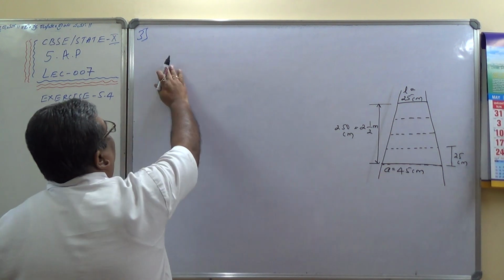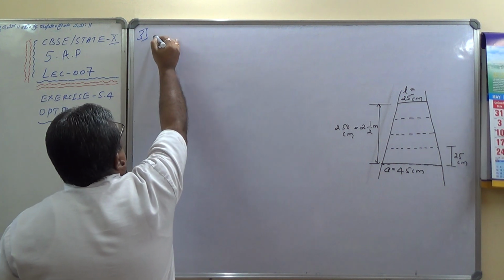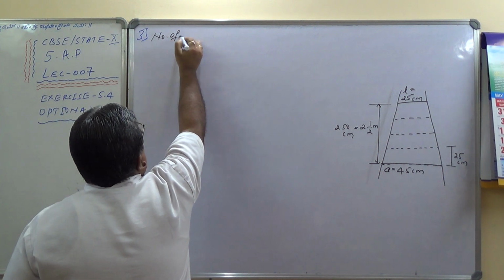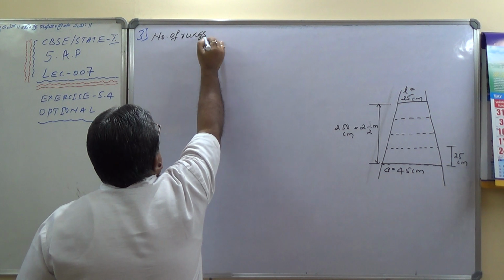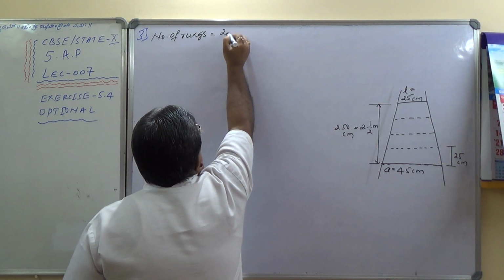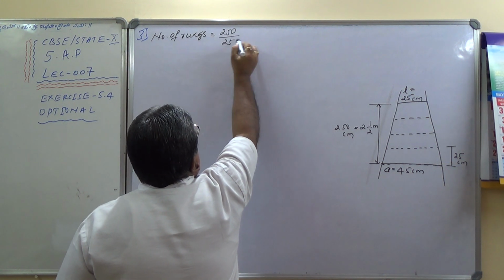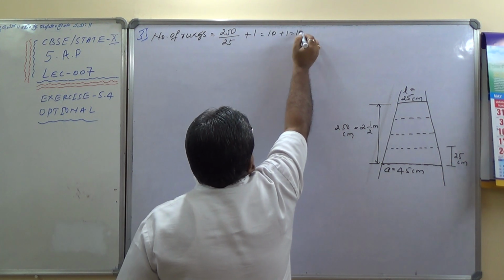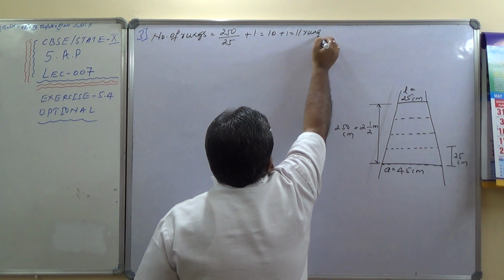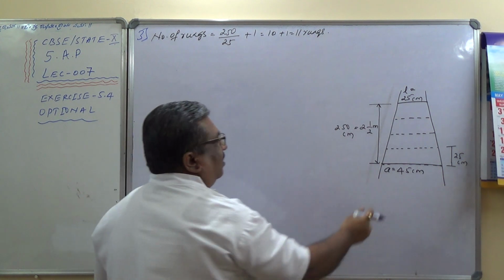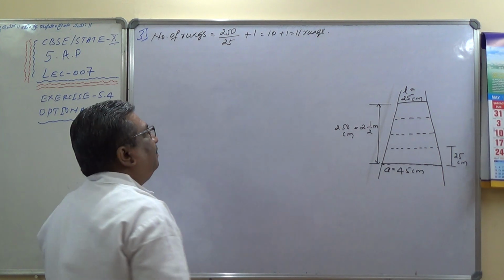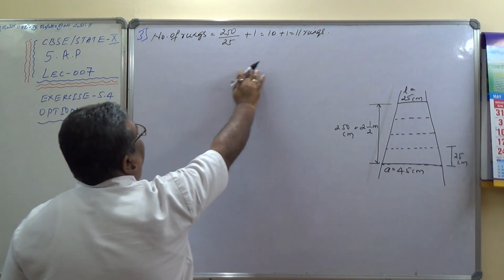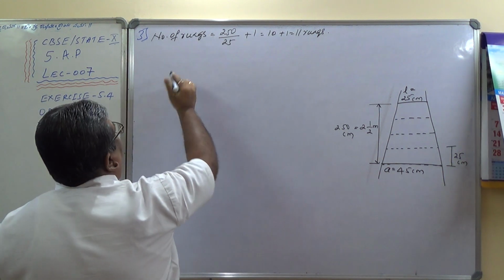Okay, fine. So here, first one, number of rungs equals 250 divided by 25 plus 1, which is 10 plus 1, which is 11 rungs. Why is it plus 1? First one is also to be accounted for, and therefore total number of rungs is equal to 11 there.